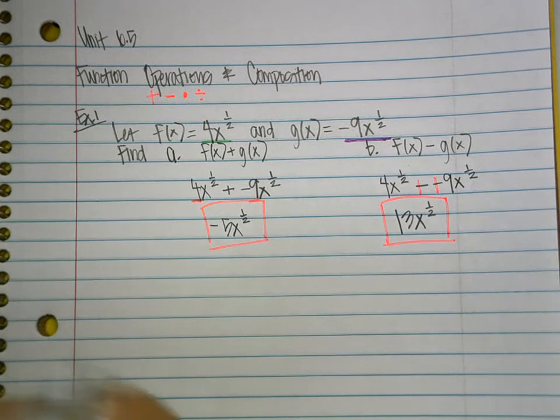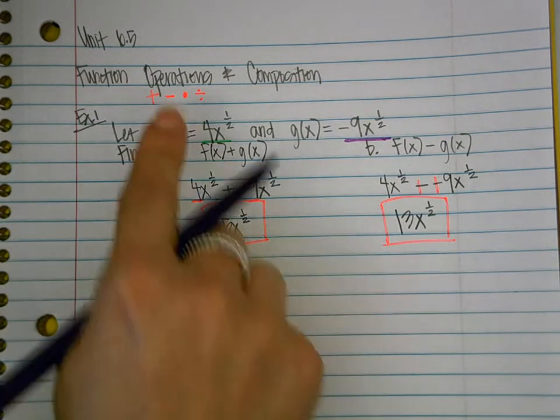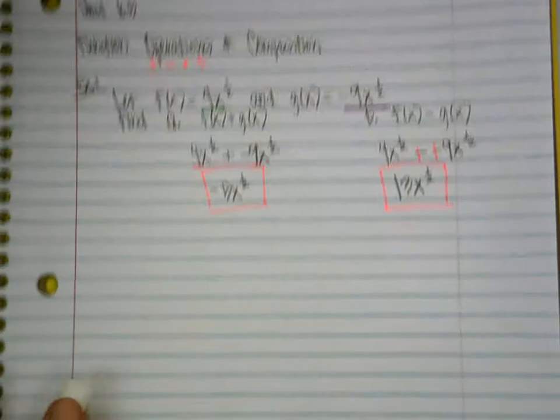Questions on how I did that? Just combine like terms. Okay, so that's called a function operation when you're adding things together.